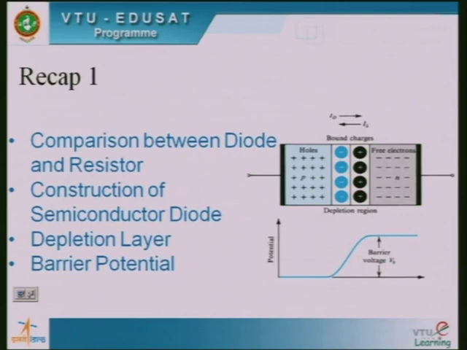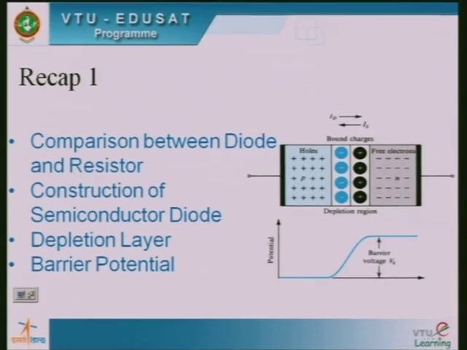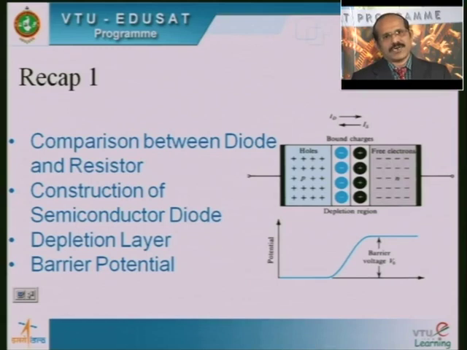Yesterday I gave the comparison between diode and resistor. As you know, the diode is a non-linear device, whereas a resistor is a linear device. The diode, in fact, is a two-terminal device, like the resistor, but the diode can conduct in only one direction, whereas the resistor can conduct in both directions.